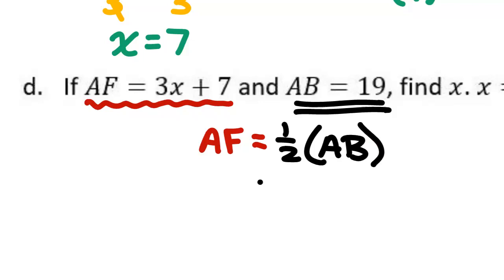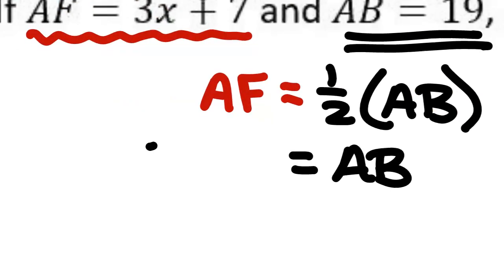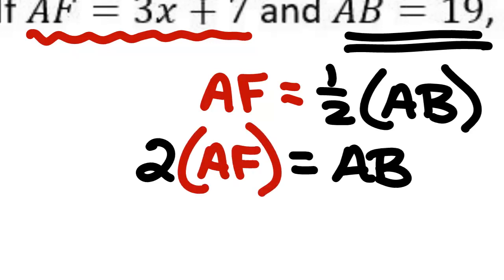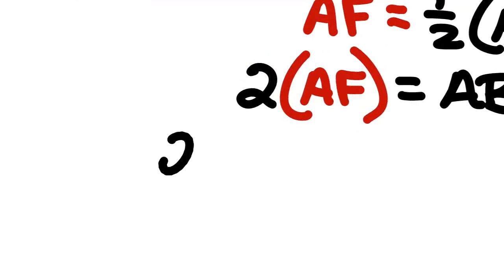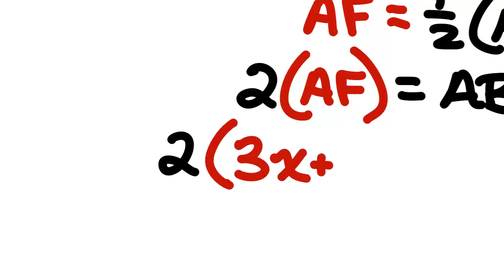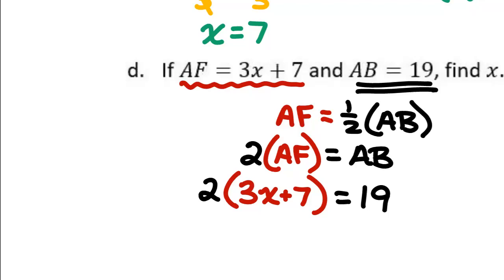What would I need to do to AF if I wanted to get something that was exactly the same size as AB? Multiply it by 2. So 2 times AF would give me the size of segment AB. How big did we say AF was again? 3x plus 7. How big is AB? 19. So I'm going to take that 2 on the outside of the parentheses and I'm going to distribute it.